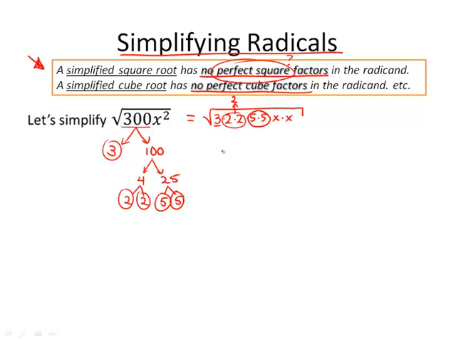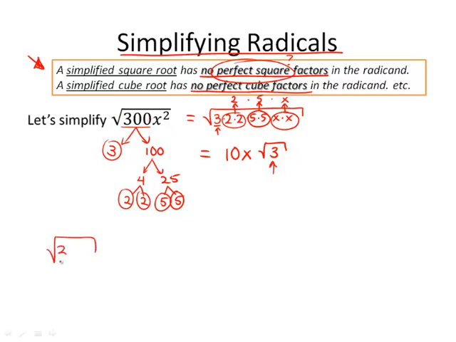The square root of 25 is 5. The square root of x squared is x. So you can see that we have 2 times 5 times x that have come out of the root, which becomes 10x, and inside of the root we just have our 3 left. So what we've done is that we've evaluated anything that can be taken out as a perfect square, but left anything that can't. It's really the root 3 that makes the root 300 a nice big decimal.